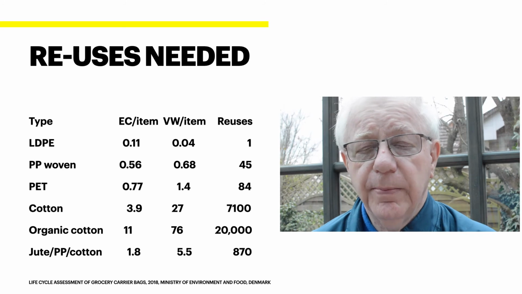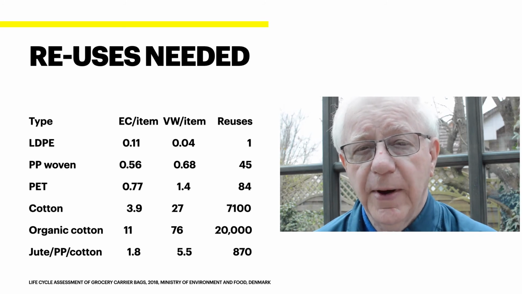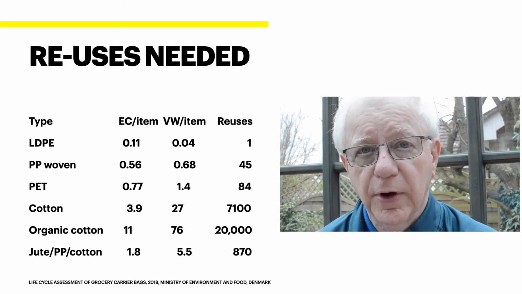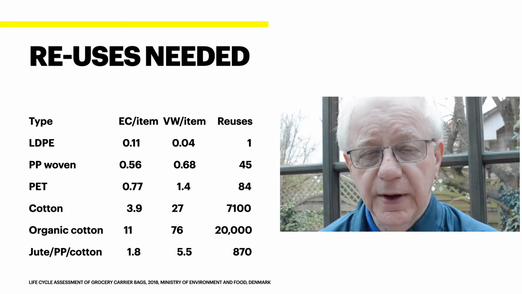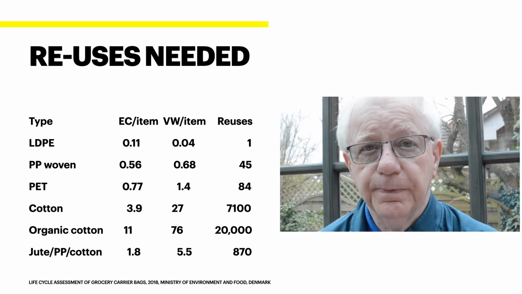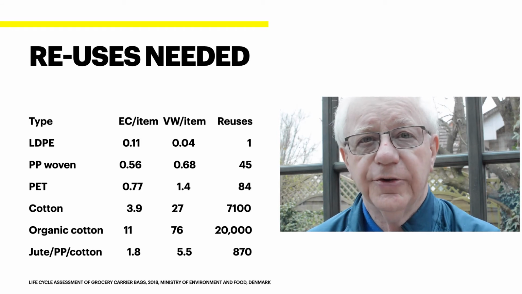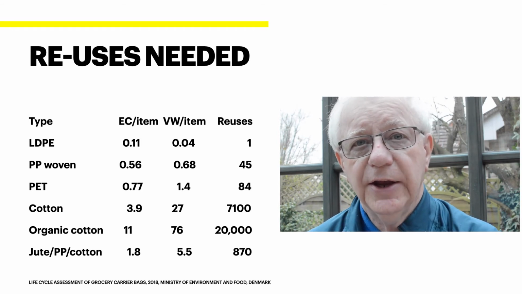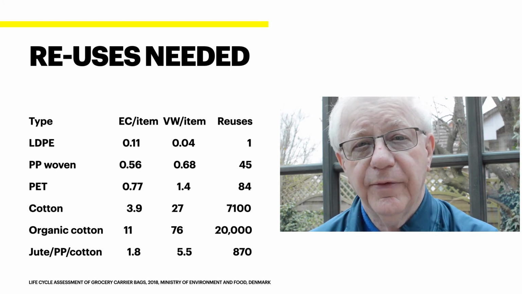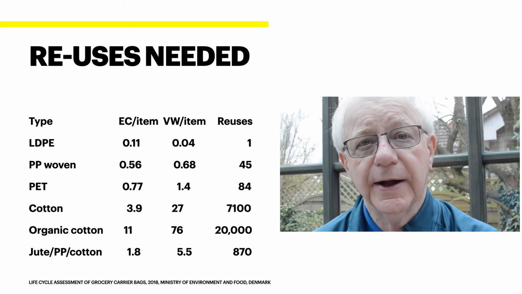In terms of the embodied carbon, there was a factor of about 100 difference between the smallest and the largest. And in terms of virtual water, the factor was even larger. When all the environmental factors were taken into account, it was estimated that the organic cotton bag would have to be used 20,000 times to have the same impact per use as the standard plastic bag.